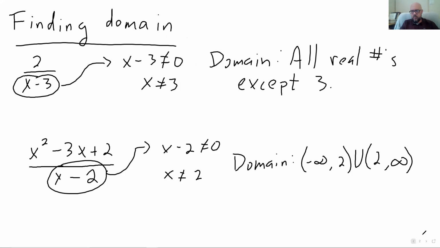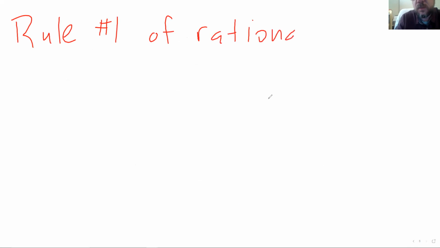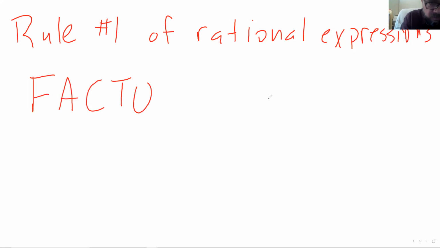And I think that is pretty much all I want to say about finding domain and simplifying rational expressions. So let me go back to my first page. Find your domain first. Then simplify, second. And in fact, there is a 0th step here, which is, I'm going to go make a new page. With rational expressions, rule number one of rational expressions. And I'm realizing now I probably should have had a page on this to start. Factor everything.